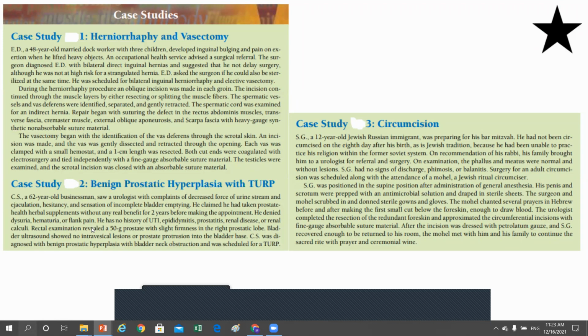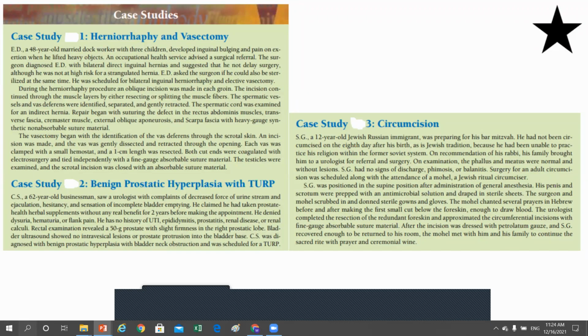Now, please remember, you have to be familiar with these terms: epididymis, prostatitis, renal disease, or UTI, for example. Then the calculi, we have seen renal calculi. What is the renal calculus? Anybody who can tell me? Stone. Stone, yes, stone in the kidneys.